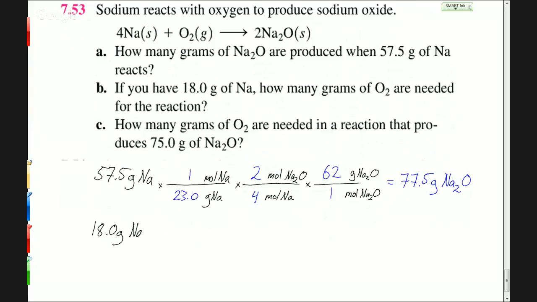All right, 18.0 grams of Na. And this time we're going from Na to O2. So it all looks the same, except we start with Na and we end up with O2.